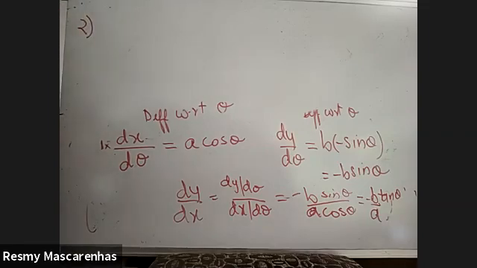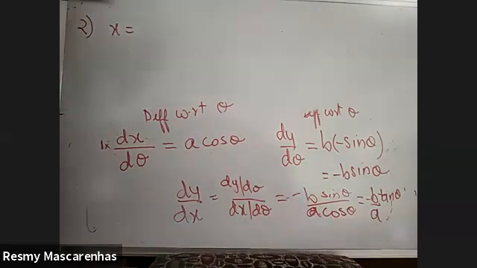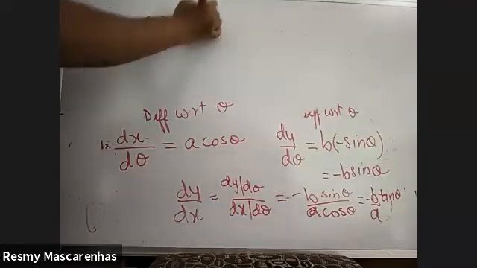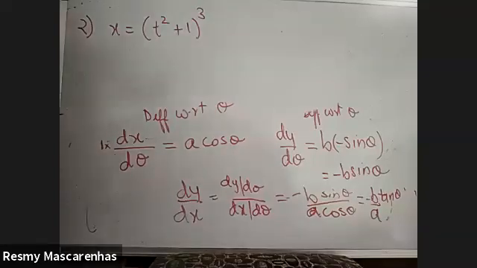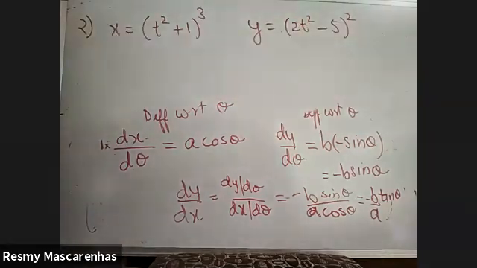Second one, you have to find dy by dx only. But x is equal to t square plus 1 the whole cube. Y is equal to 2t square minus 5 the whole square. Find dy by dx.